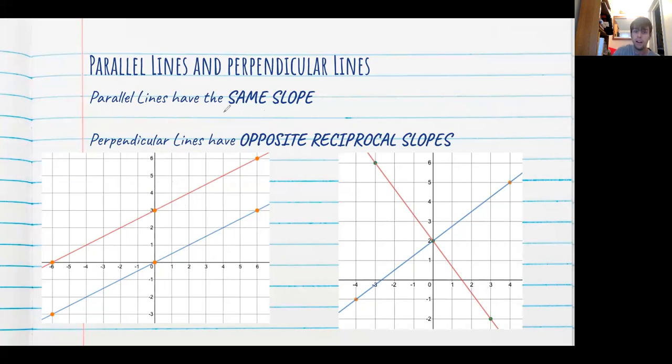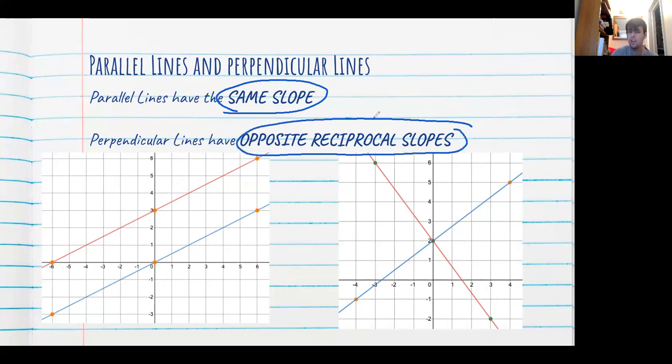So parallel lines have the same slope. So they're going to go up and over the same amount. In this case, it's up 3/6, up 3/6. Perpendicular lines have slopes that are opposite reciprocals. So opposite means positive and negative, and reciprocal means taking a fraction and flipping it.